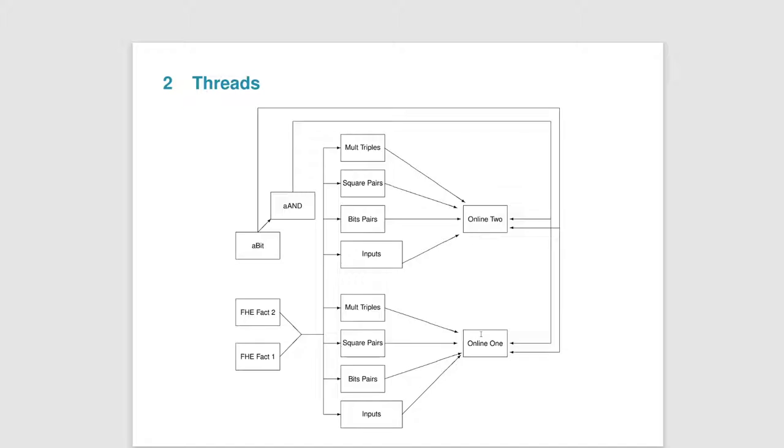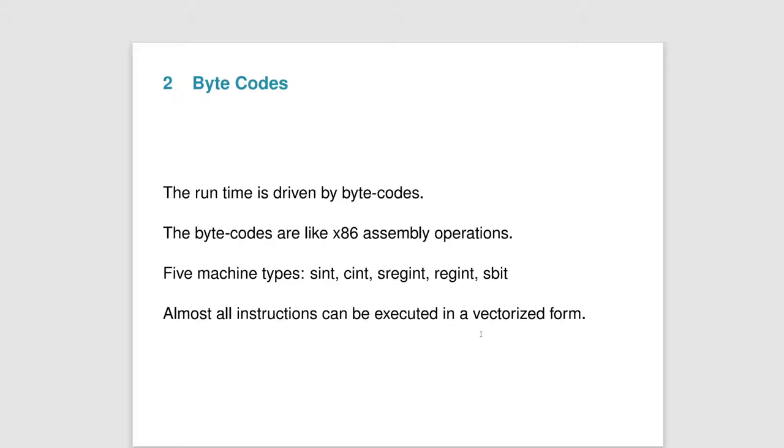The online threads that we have seen in the previous slide execute bytecode. The bytecode that we use kind of resembles x86 assembly operations. In MAMBA, we have five fundamental types, with s standing for secret and c standing for clear. We then have sint and cint, which are elements of the underlying finite field, regint, which emulates 64-bit integers, and we also have secret bits.